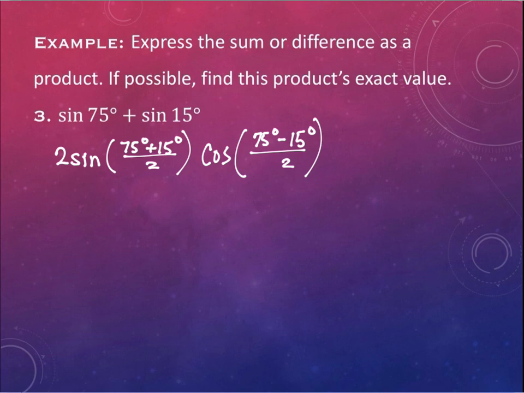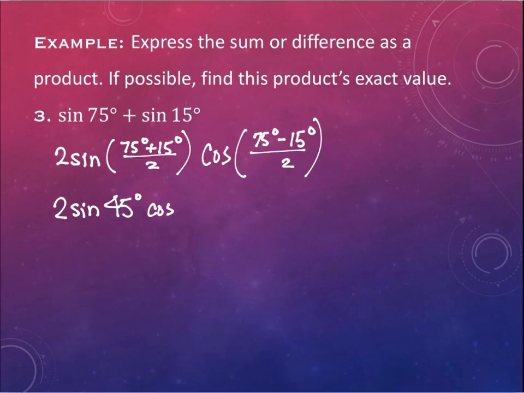So this is the matching part. Now we're doing trig. All right, so what's 75 plus 15? 90, and 90 divided by 2 is 45, and that's a friendly angle. It's at least an angle that we're familiar with working with. Cosine. All right, 75 minus 15.